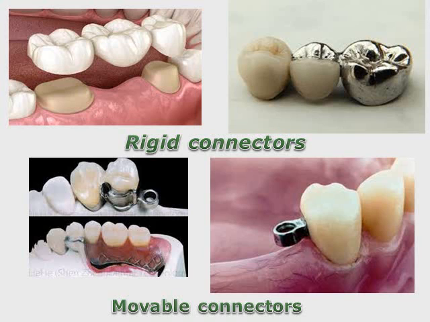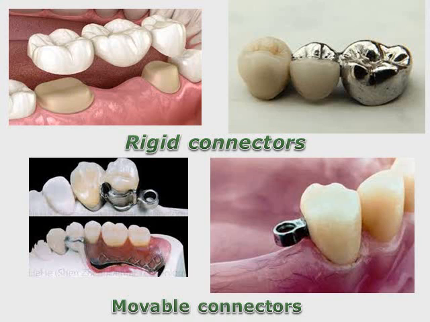This is full ceramic and this is a metal ceramic bridge. The connector between the pontic and the retainers is fixed and rigid. It will not have any movement or separation. In the lower pictures we have a different type of joint.